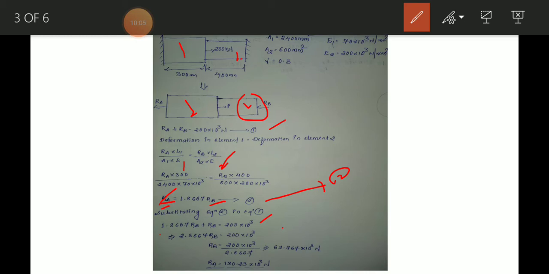Now we can add this, correct? Because both are having RB. So we can add this. You will get 2.8667 RB equal to 200 into 10 raised to 3, or RB equal to 69.767 into 10 raised to 3 Newton. Now we got the value of RB. So you can find out very easily the value of RA. Substitute here the value of RB and get the value of RA. Fine.